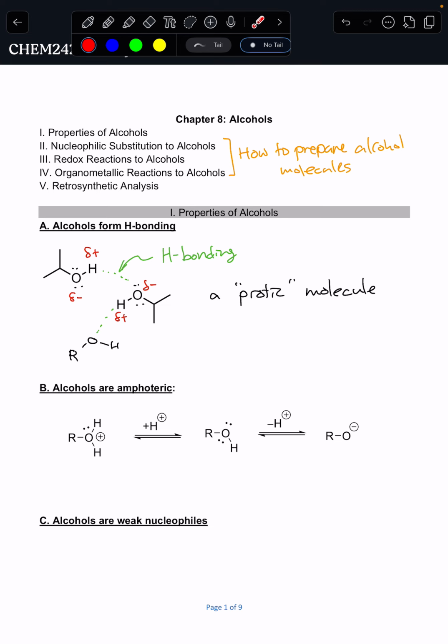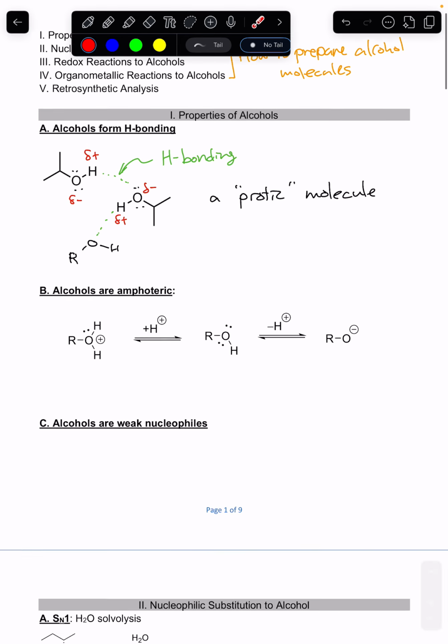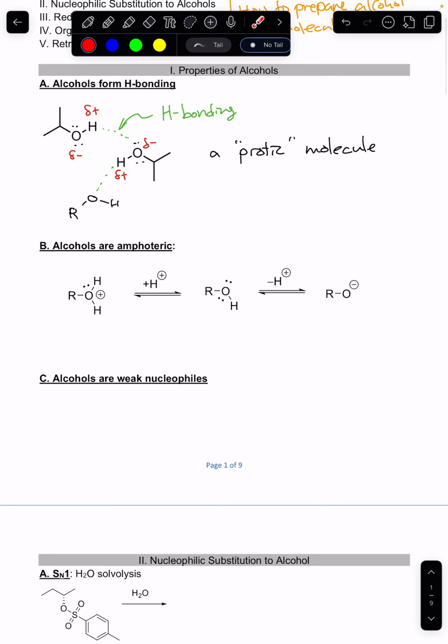With that, we mentioned that these protons are somewhat acidic, and that speaks to the word amphoteric. Alcohols are amphoteric because they can act as an acid, losing this proton, or as a base. It's an amphoteric compound.